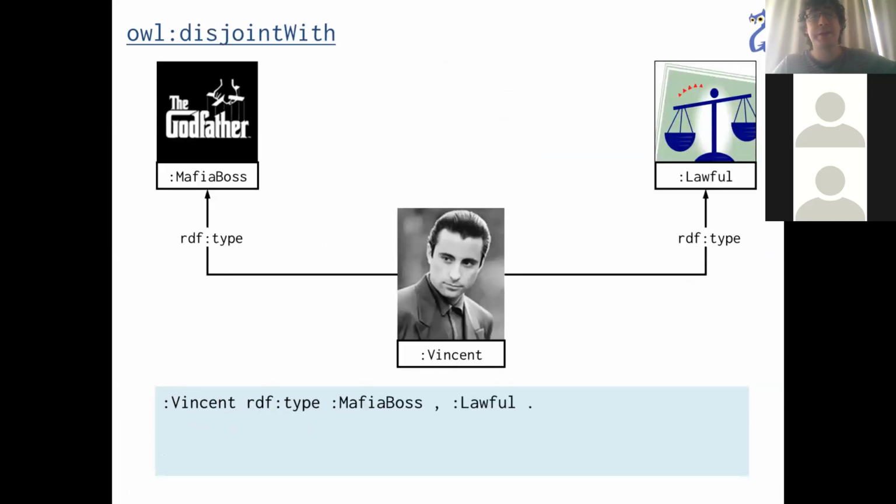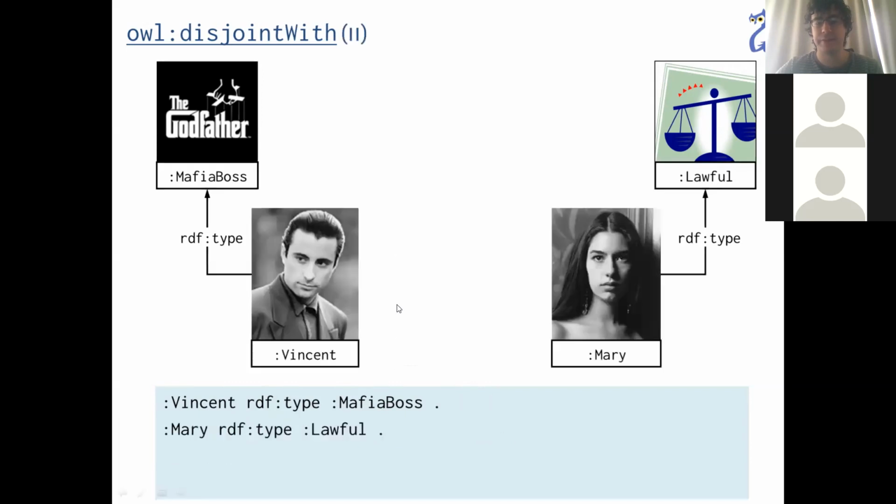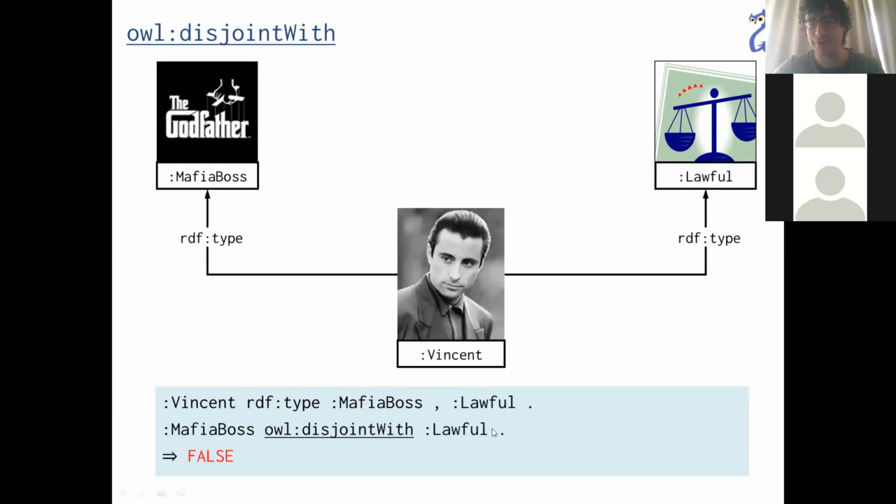So like we had disjoint properties, we can also have disjoint classes. So if we say that Vincent is a mafia boss and Vincent is lawful, okay, we see that maybe there's a contradiction here, especially if we define that mafia boss is disjoint with lawful. So it means that if X is an instance of mafia boss, then X cannot be an instance of law-abiding citizen, lawful. Okay, so it means that we can't have an instance of both. So what happens in this case? We infer a contradiction. In this case, the world doesn't explode for some reason, but okay.